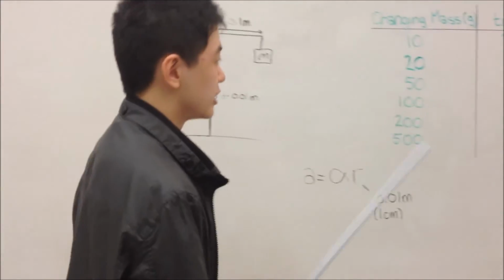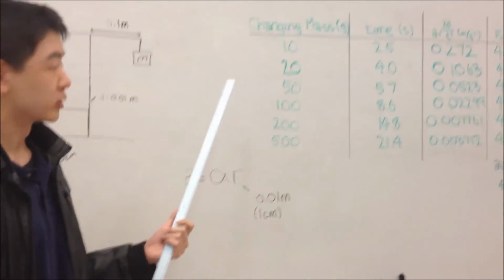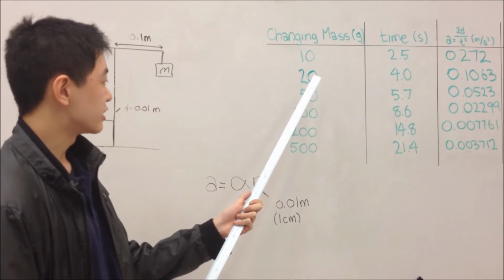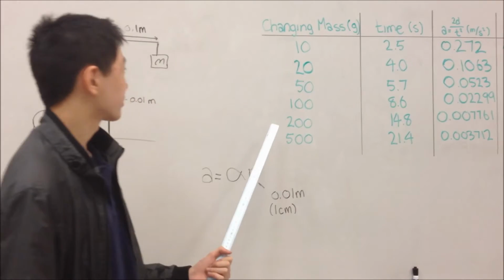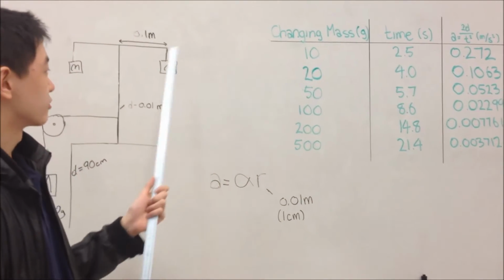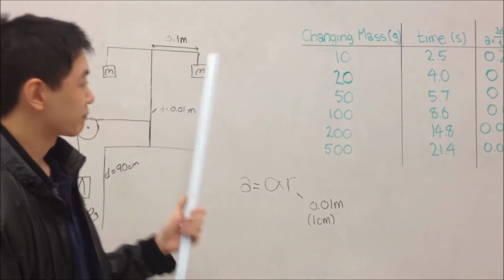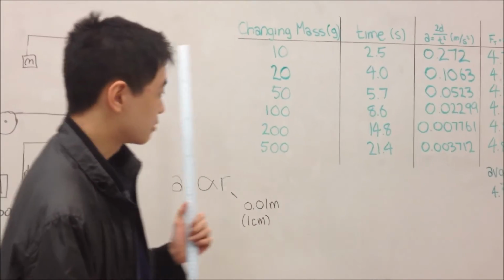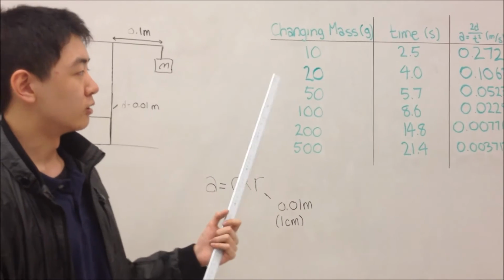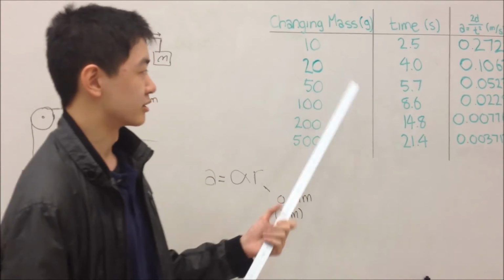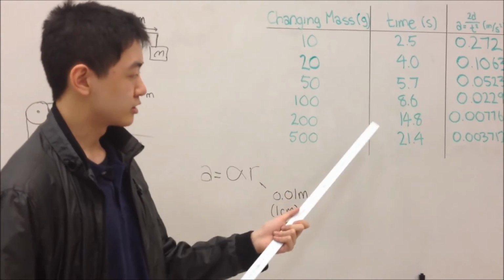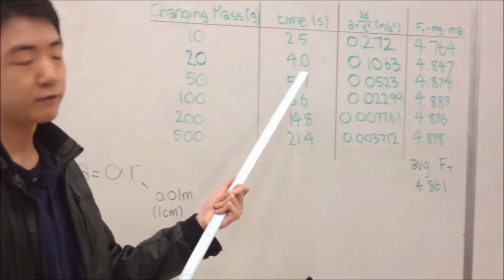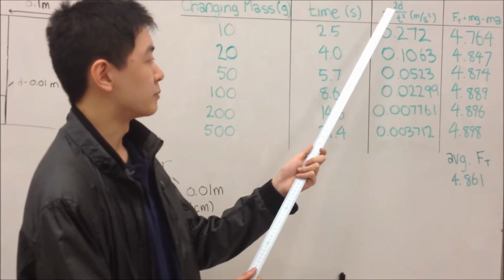So now we move on to our data table. Here we can see that our changing mass in grams goes from 10, 20, 50 to 500. Now this changing mass is from the hanging mass, which is little m. And time is the time taken for the falling mass, big M, to fall against the hanging mass, little m, from 2.5 seconds to 21.4. And here's acceleration, which we derived from 2d divided by t squared.